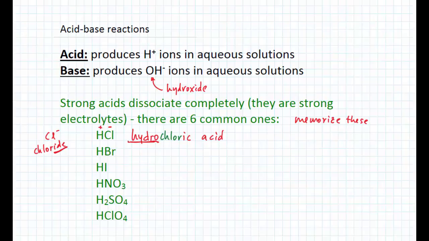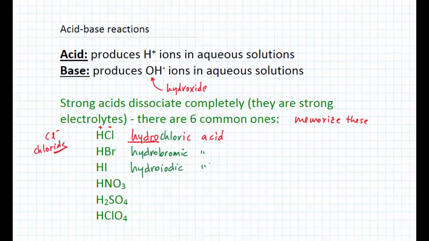Okay? So if HCl is hydrochloric, what is HBr? Hydrobromic acid. Okay. What is HI then? Hydroiodic.